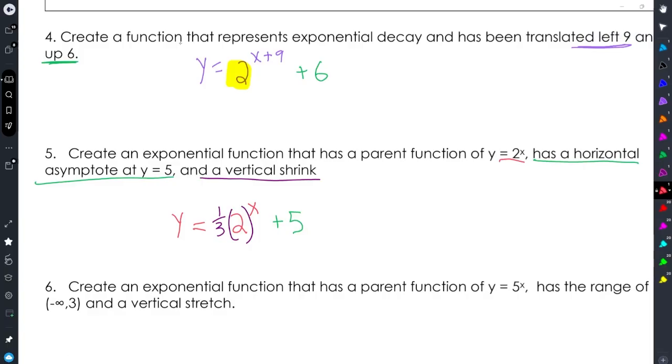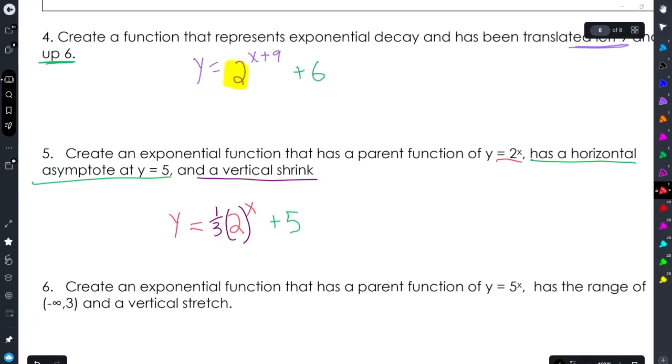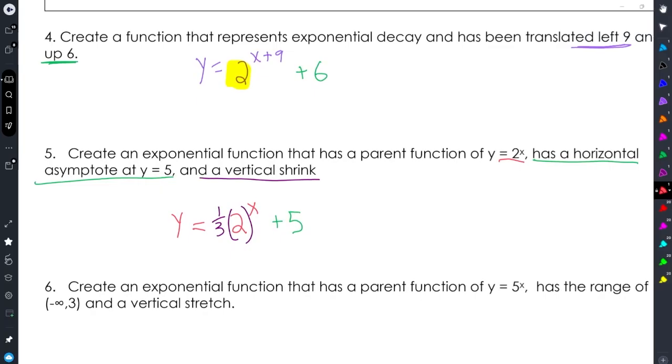Then the last one, create an exponential function that has a parent function of y equals 5 to the x, has a range of negative infinity, comma 3, and a vertical stretch. So the vertical stretch part, so y equals, the vertical stretch means the number in front needs to be bigger than 1. So let's go 2. Now, because the range says negative infinity, comma 3, there must be a negative in front and then a plus 3 at the end. And then the parent function is 5 to the x, so it's going to be times 5 to the x power.